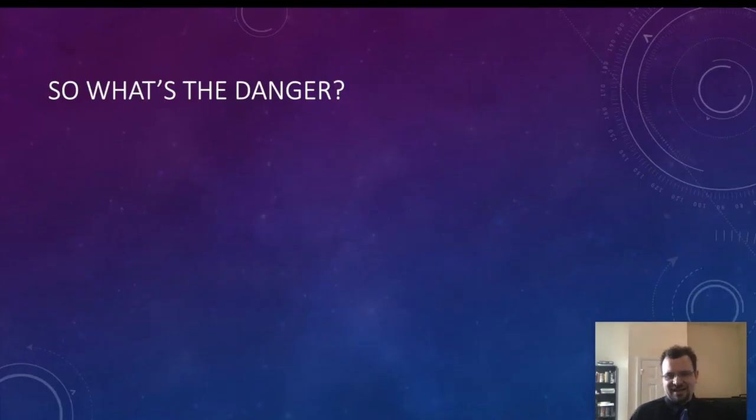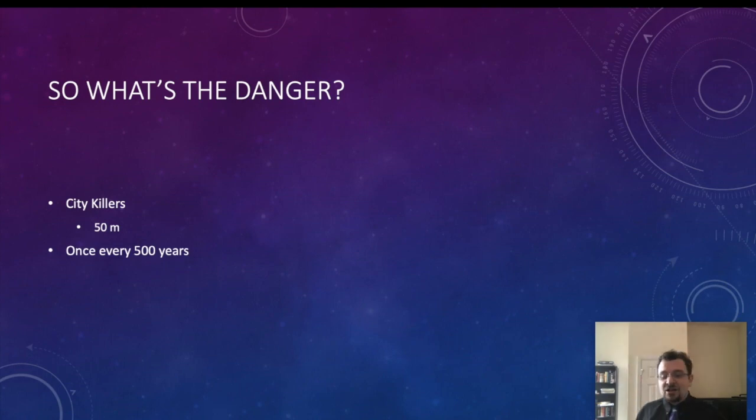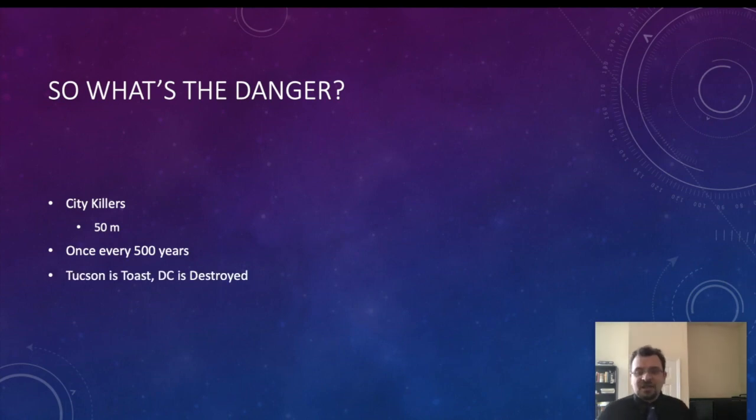So what's the danger? This is the part where I'm going to talk about the danger posed by all of these asteroids of different sizes. So let's talk about city killers. These are about 50 meters in diameter, and they occur once every 500 years. We really don't know the statistics on that yet. But if one were to hit, Tucson would be toast and DC would be destroyed. In fact, the area of destruction would be about the exact same size as that DC Beltway.